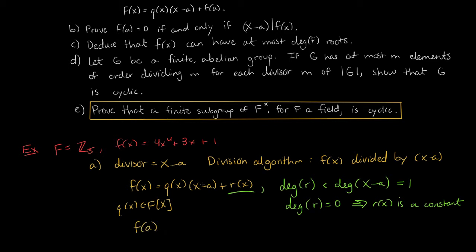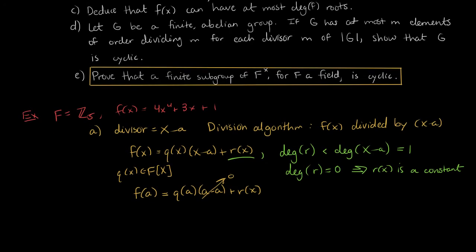Remember, if a is a root, then this term here will act nicely for us. So f of a is going to be q of a times, plugging in a for x, a minus a, plus r of x. Because a is a root, this goes to 0. Now I don't think we need the equation anymore, and I need space, so I'll scroll down a bit. This goes to 0, which tells us that f of a is going to equal r of x. And this lines up because r of x was supposed to be a constant.